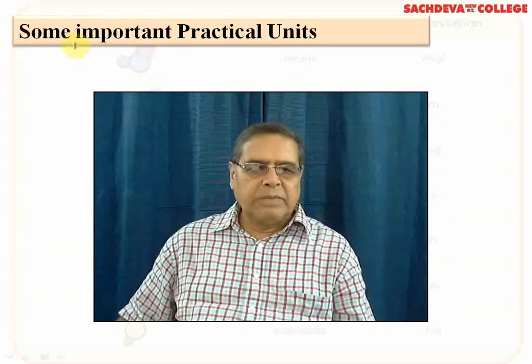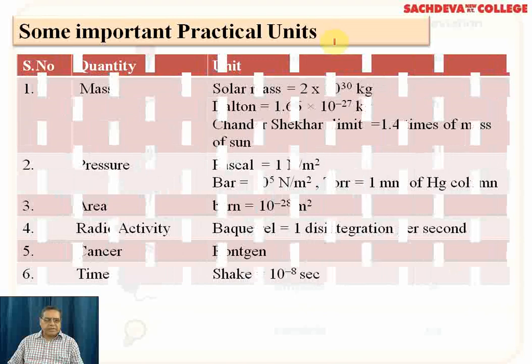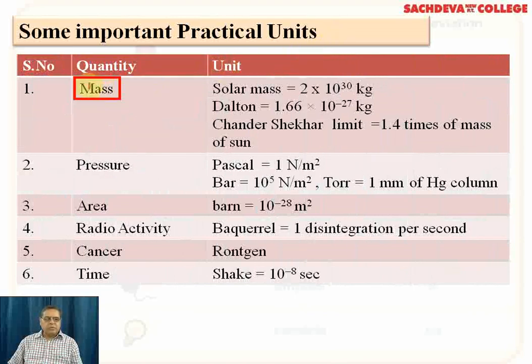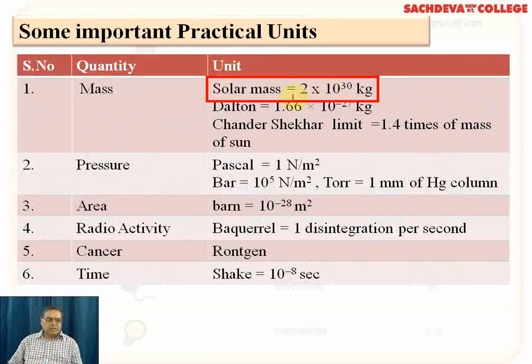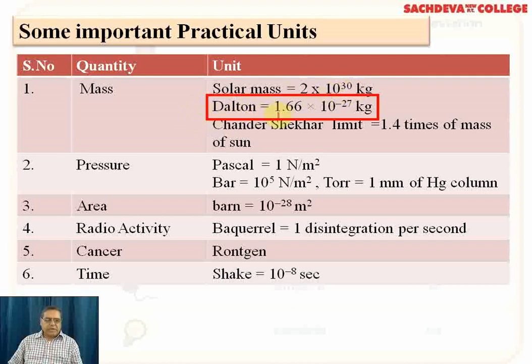Now, there are some important practical units for certain quantities. The quantity is mass, and the unit we can take is the solar mass. This is given as 2 into 10 to the power 30 kilograms. The order of the number is 10 to the power 30. Then comes the Dalton, and 1 Dalton is equivalent to 1.66 into 10 to the power minus 27 kilogram. Well, 1 Dalton is also expressed as 1 atomic mass unit, and that was explained by Avogadro.